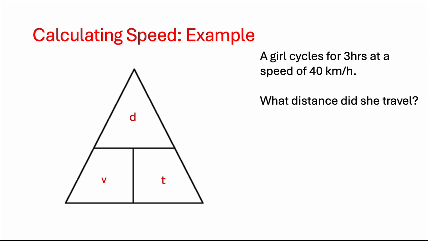A girl cycles for 3 hours at a speed of 40 kilometers per hour. Let's be honest here, 40 kilometers per hour is very unrealistic, but we'll just go for the number. What distance did she travel?